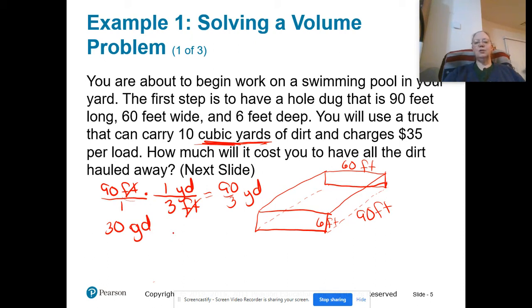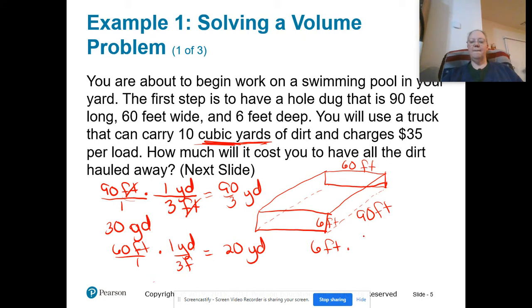We are going to do the exact same thing for our 60 feet and our 6 feet. So 60 feet times 1 yard over 3 feet will give us 20 yards, and then 6 feet times 1 yard over 3 feet will give us 2 yards. Cross out our feet.